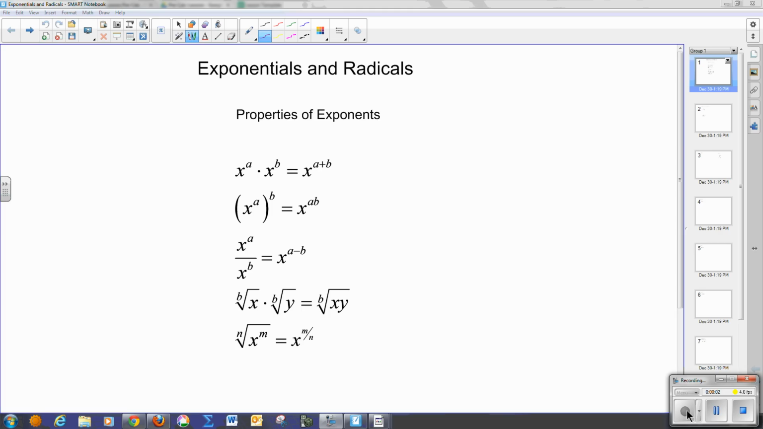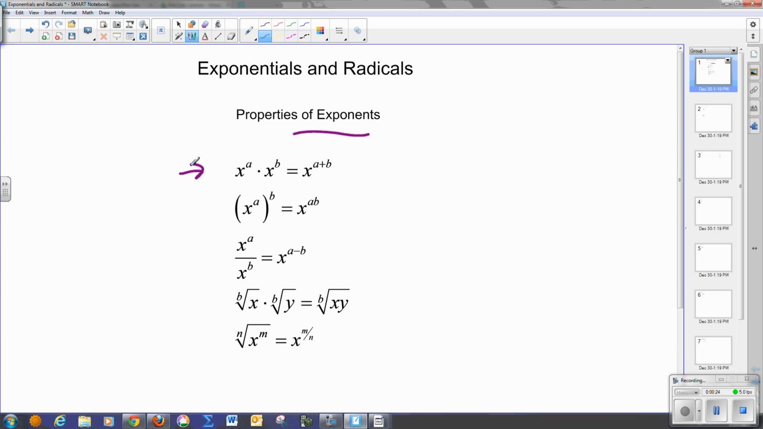All right, so we jump into a new chapter today, basically dealing with radicals, exponentials, and logarithms. So that's coming. A little more Algebra 2 centered review. Today we're going to look at our exponentials and radicals, and we first got to look at our properties of exponents, and we know all these from basically Algebra 1 and Algebra 2 for the most part.